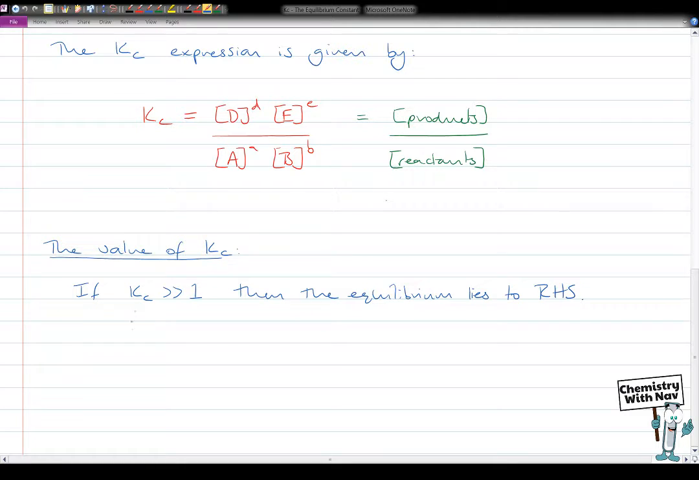If the reverse happens, if Kc is much less than 1, then the equilibrium lies to the left hand side. So again, go back to the expression above. If it's much less than 1, then the numerical value of the reactants must be much greater than the numerical value of the products. So that means we end up with a fraction. So that's why it's less than 1. But that also means that we have a lot of reactants present and not a lot of product. So our reaction is not going forwards as we want, so it lies to the left-hand side.